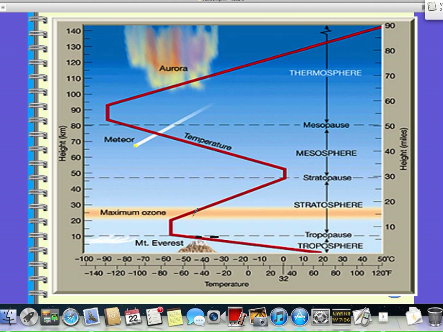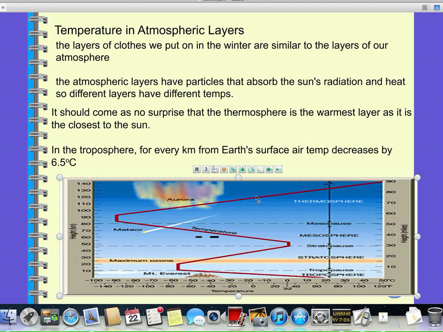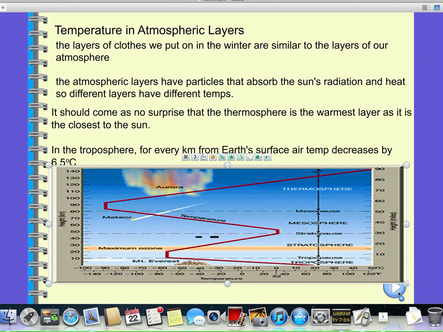Now, if you notice, once we hit that ozone layer, the maximum ozone layer hitting at that 25-kilometer mark, it actually begins to go up again. And then it sort of zigzags back and forth. But what we're concerned about is us. So in that troposphere, we know for every kilometer up, it's 6.5 degrees Celsius lower. Okay, we'll put that picture back into place.